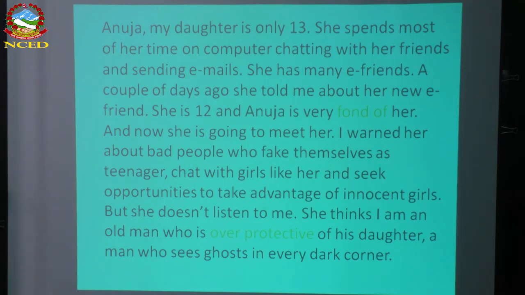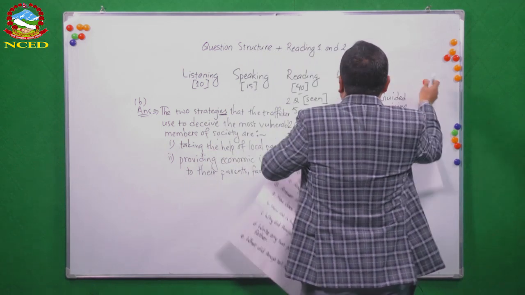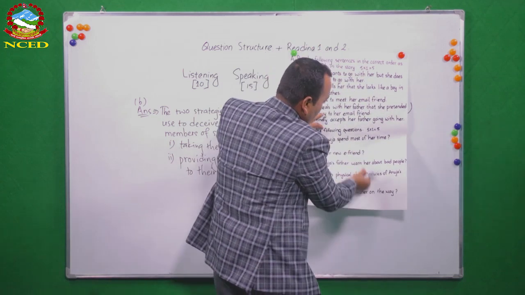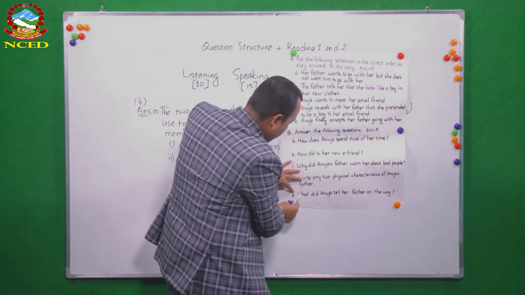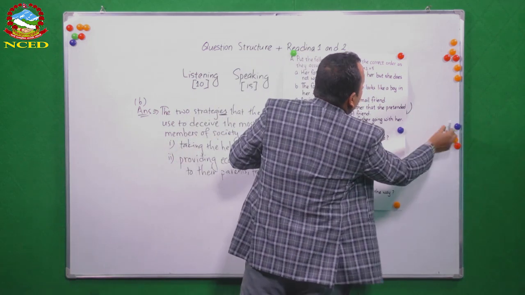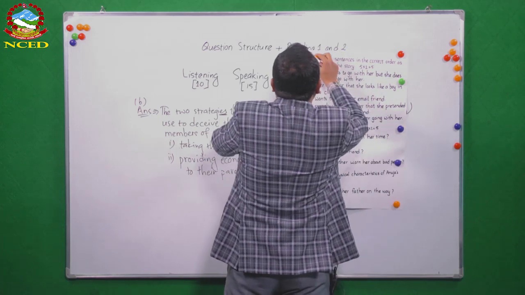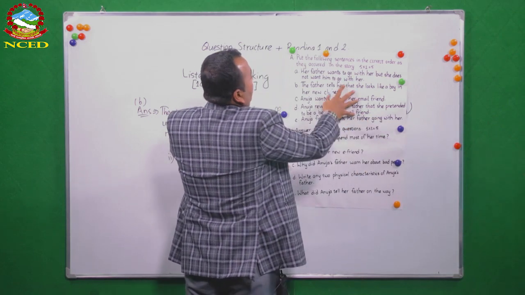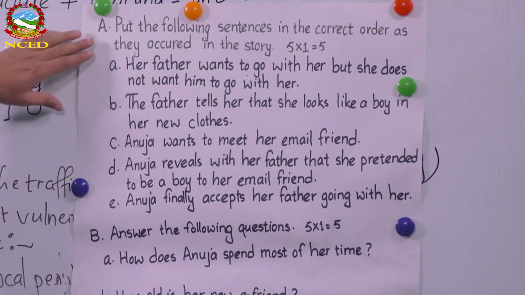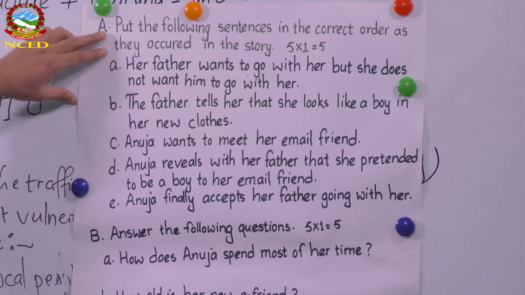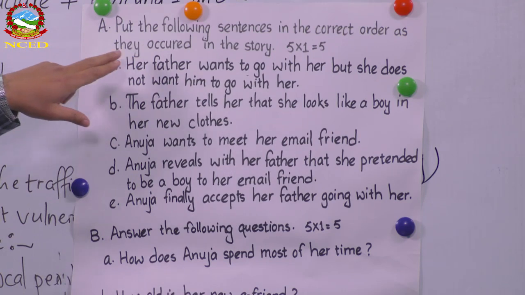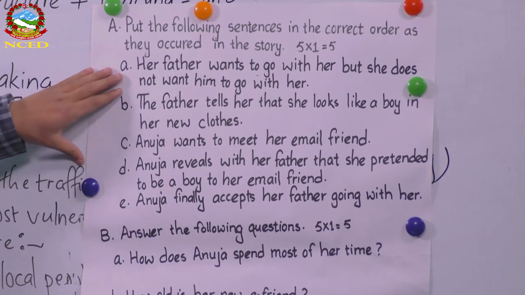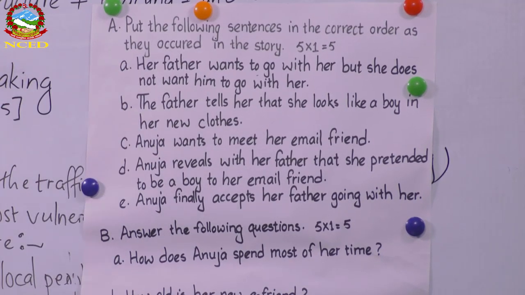By reading this, what we have to do is, okay. This is how we do. Can you see it? The first question here is from this passage. This is also the same passage, from the book, as you know. Put the following sentences in the correct order as they occurred in the story. You just go through the text and arrange them. While arranging or while writing your answers, what do you do?